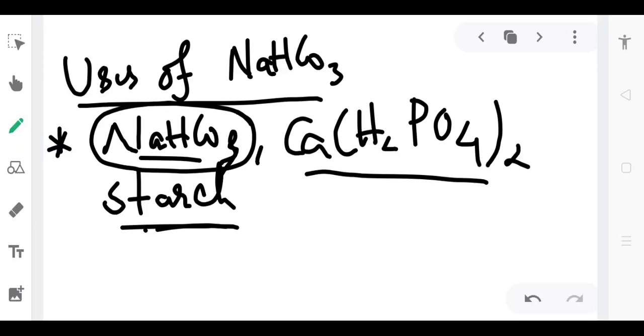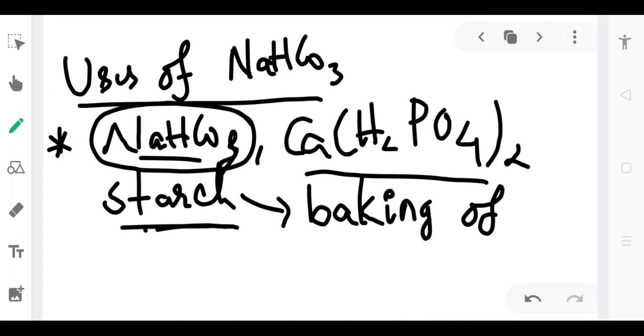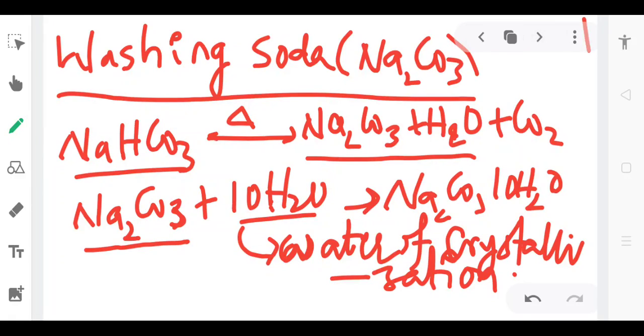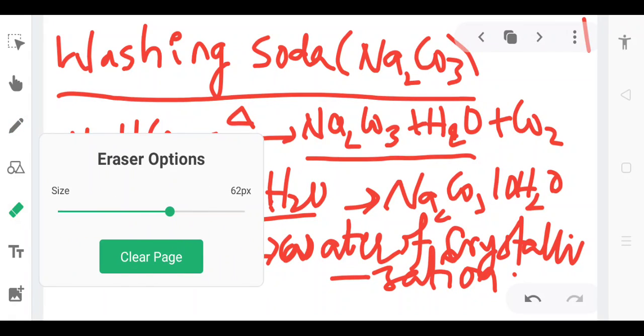This baking soda can be used for baking of cake or bread. One of the uses of baking soda, as the name itself tells, is that it can be used for the baking purpose of cake and bread. So what is happening when we use baking soda to bake the cake or bread?